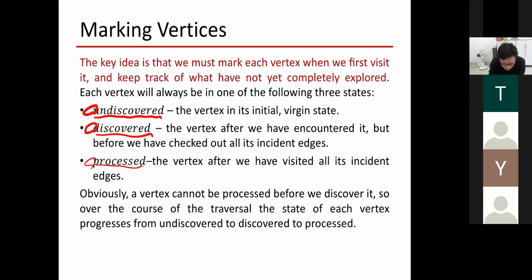Okay. The key idea is that we must mark each vertex when we first visit it, then keep track of what we have not yet completely explored. What is the difference between visiting and completely exploring? Visiting means, oh, I can see you are there. Completely explored means I know who you are connected to, so your adjacency list is all discovered.